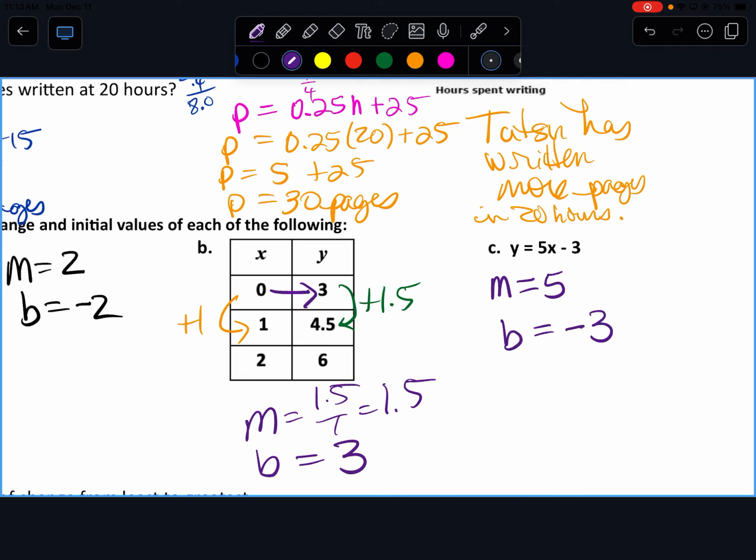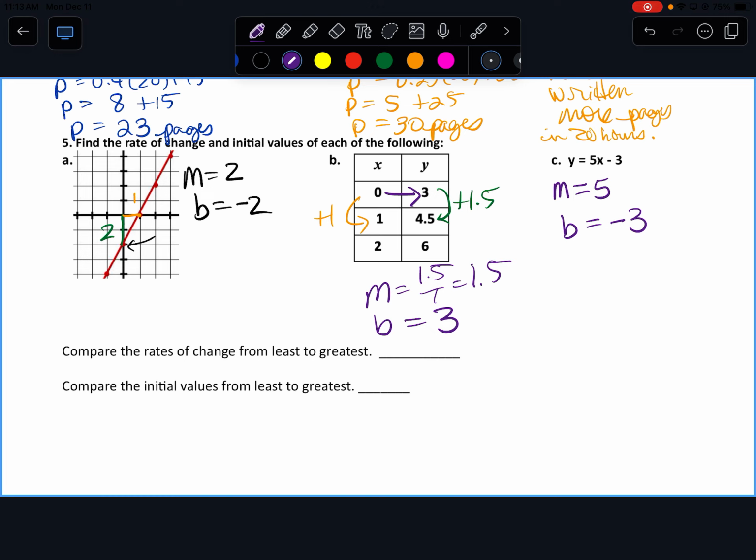Compare the rates of change from least to greatest. Make sure you read the words least to greatest. So for the smallest rate of change, we have rates of change of 2, 1.5, and 5. So letter B, then letter A, then letter C. Then we're going to look at the initial values. We have -2, 3, and -3. -3 is the smallest, so C. Then we have A, and then B.